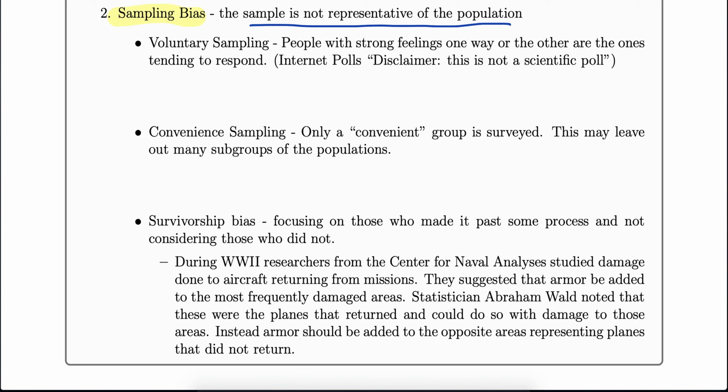Now, some common forms of sampling bias include using methods of voluntary sampling, convenient sampling, and this idea of survivorship bias. So let's look at each of these. Voluntary sampling is exactly what it sounds like. People are not required to respond. You volunteer your responses or your participation. The drawback of this is that people with strong feelings, one way or the other, are the ones that tend to respond. If you're a bit ambivalent about a situation, you're probably not going to take the time to respond. But if you have very strong feelings, you will take the time to give your feedback.